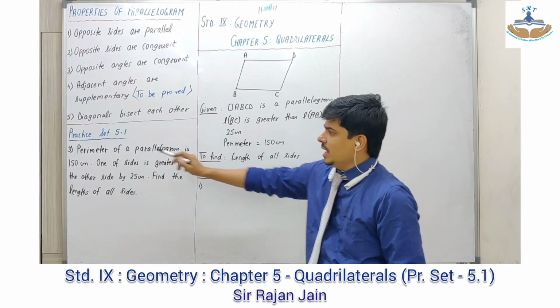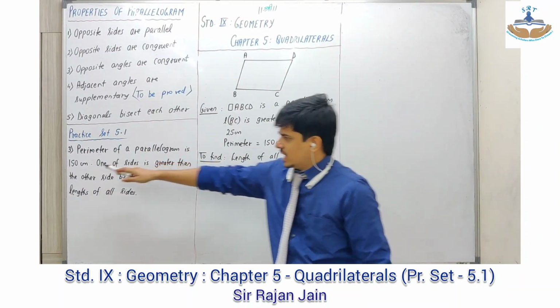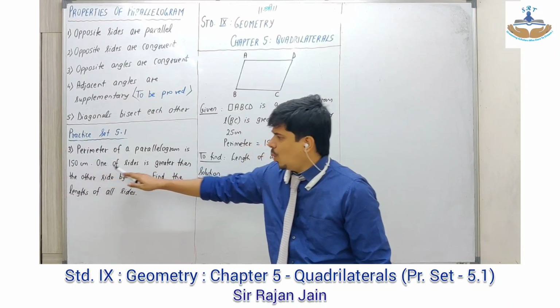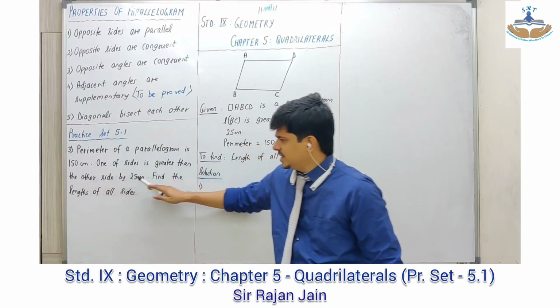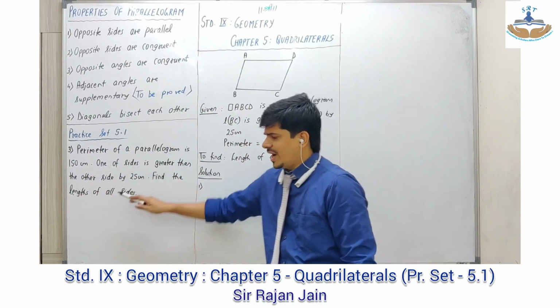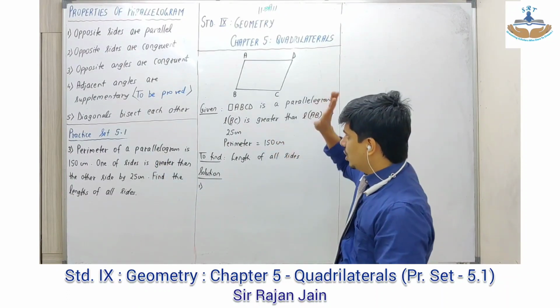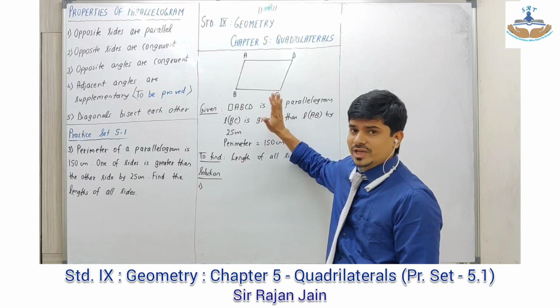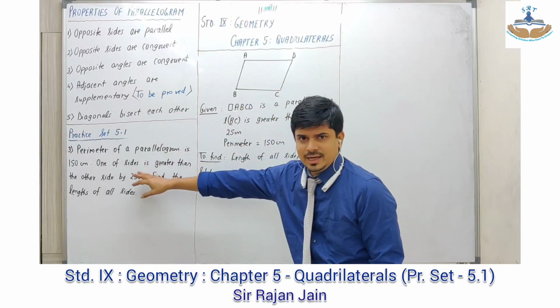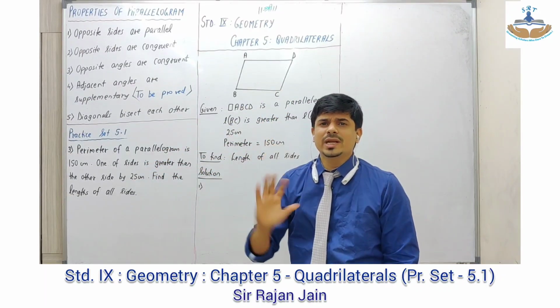Question number 3. Perimeter of a parallelogram is 150 centimeter. One of its side is greater than the other by 25 centimeter. Find the length of all sides. Again, diagram is not given in the question. I have already put up over here so that we don't waste much time. Naming of parallelogram is not given. In such case, you can take any naming.